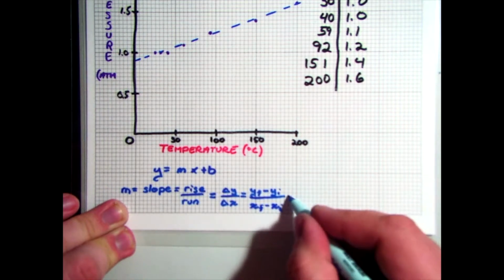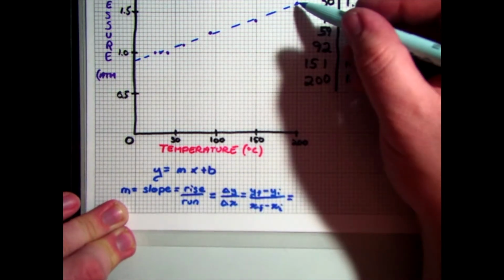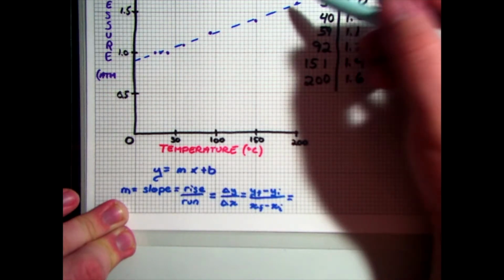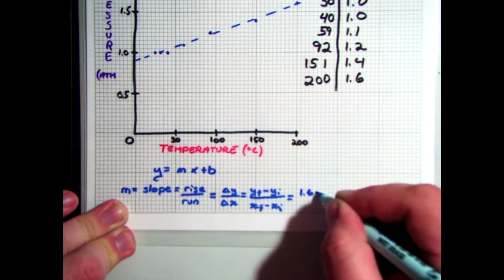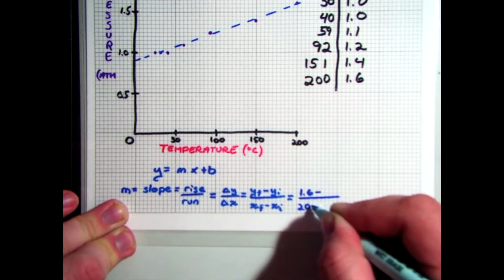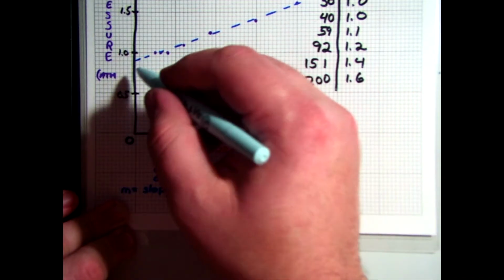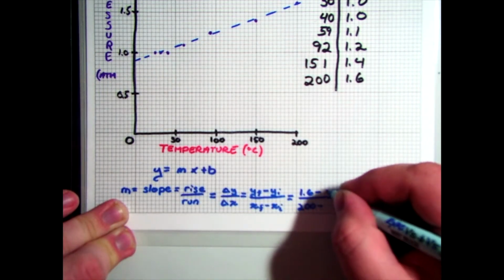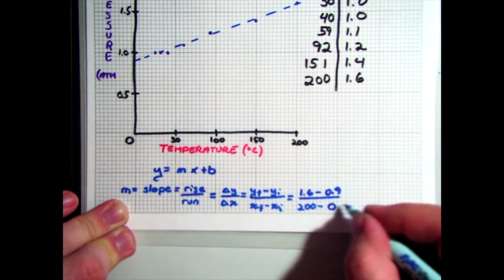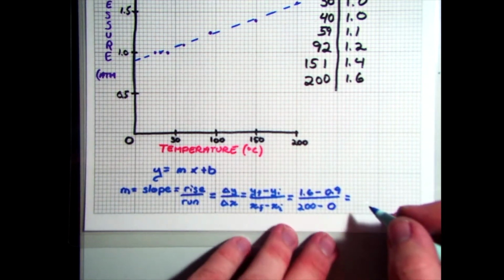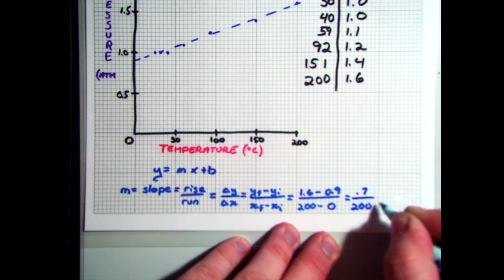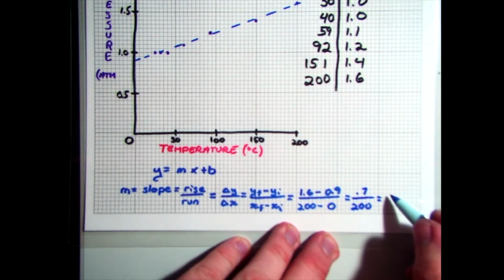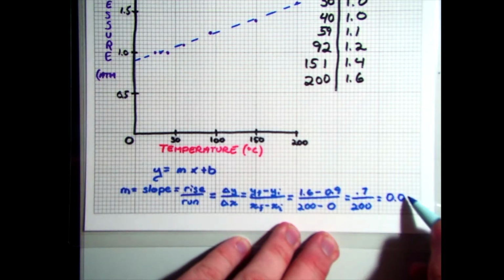So, in order to calculate for this, what we're going to do is look and find 2 points that are far apart that are actually on our best fit line. So the first one looks like 200 degrees and 1.6 atmospheres. And then looking all the way to the left, that one looks like it's almost exactly 0.9, and that would correspond with 0 degrees C. So doing some quick math, that's going to equal 0.7 divided by 200, and then that's going to give us an answer of 0.0035.